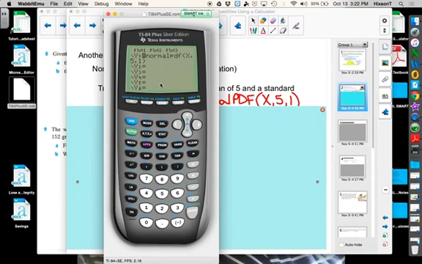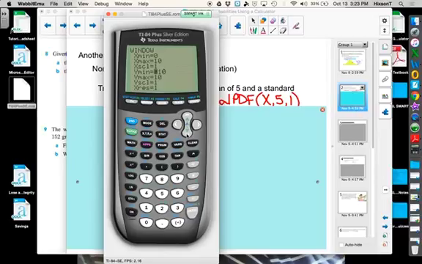Up to 10? And how far down should we go? 0. If we have a mean of 5 and a standard deviation of 1, that'll give us 5 standard deviations both directions, right? So, if I go to my window, I'm going to set it going from 0 to 10.